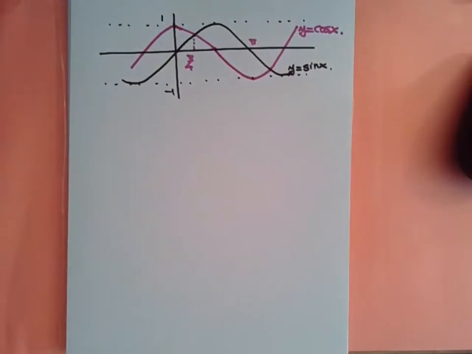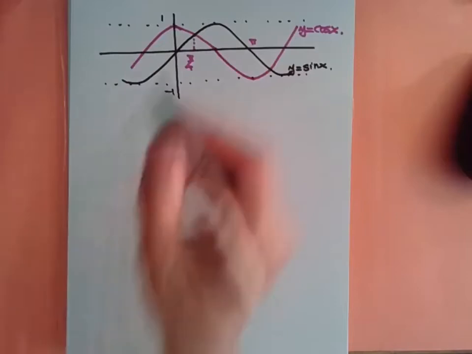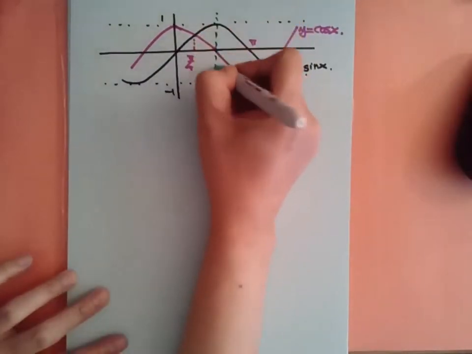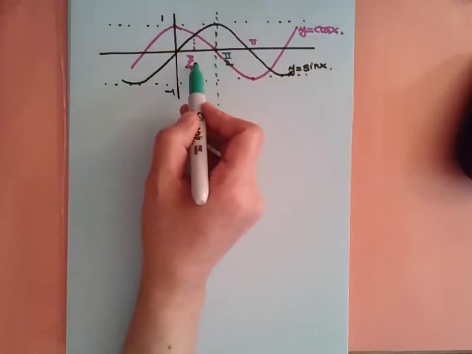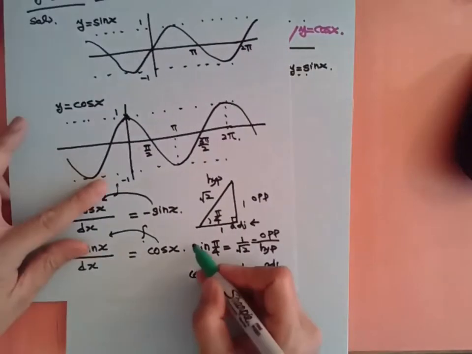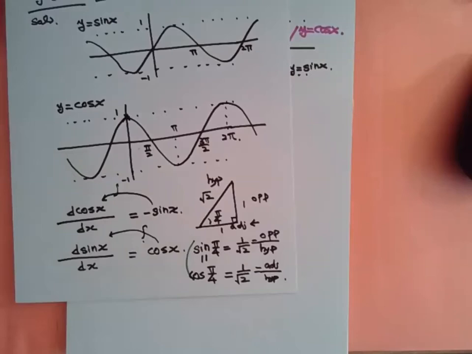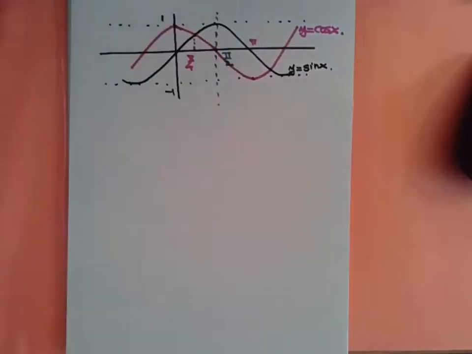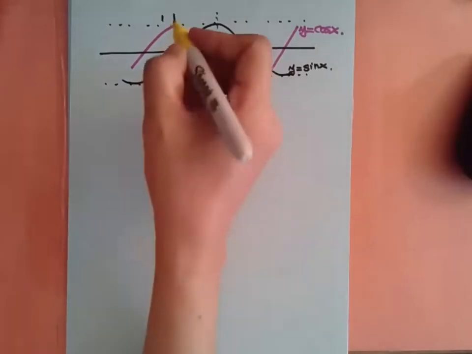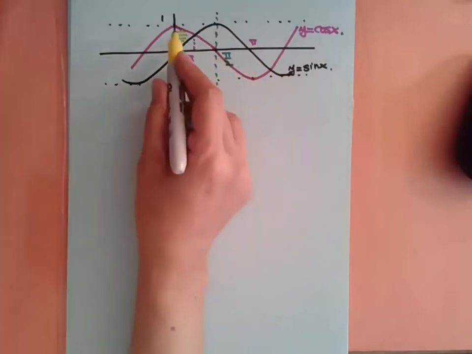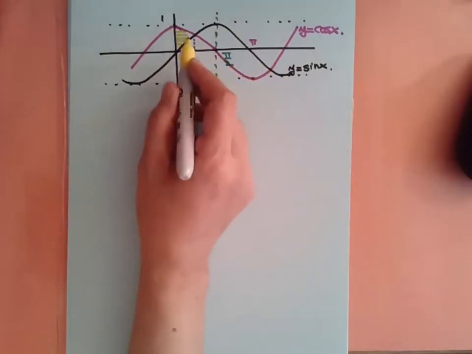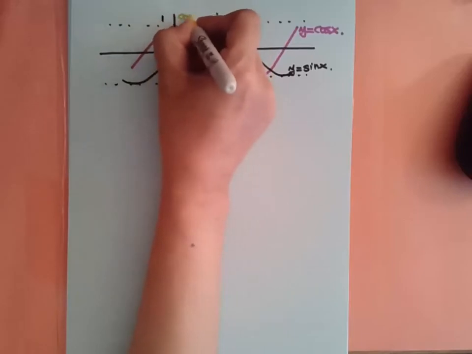All we have to care about is between 0 and pi over 2. That is here. This is pi over 2. I made an intersection point at pi over 4 because of this. So by looking at the graph, what we realize is between 0 and pi over 4, this red graph is larger. So cosine is larger than sine.